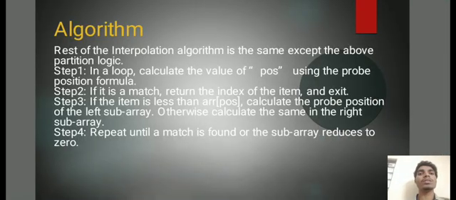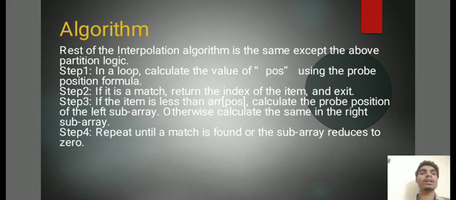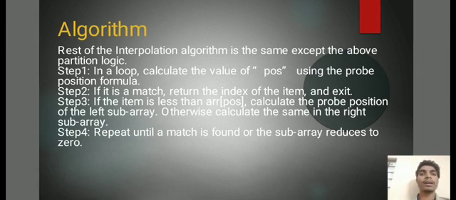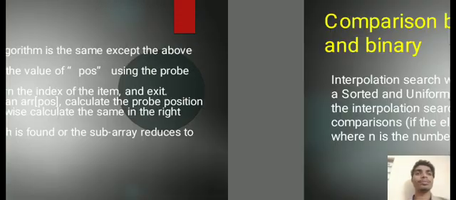Algorithm. The rest of the interpolation algorithm is the same except the above partition logic. Step 1. In a loop, calculate the value of POS using the probe position formula. Step 2. If it is a match, return the index of the item and exit. Step 3. If the item is less than array of POS, calculate the probe position of the left subarray. Otherwise, calculate the same in the right subarray. Repeat until a match is found or the subarray reduces to 0.